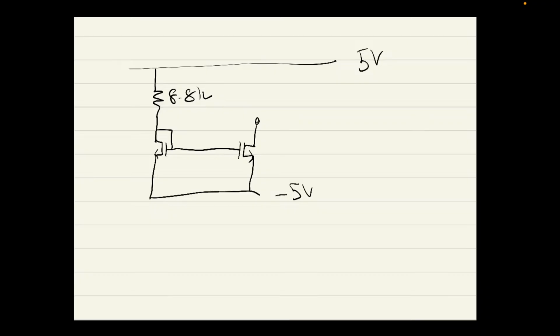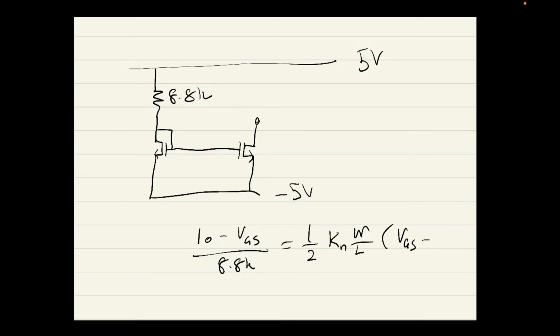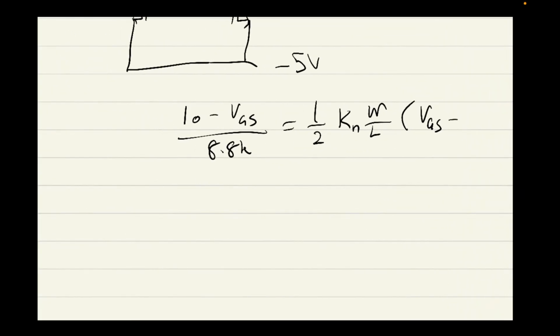Okay, so a quick little KVL will get us 10 minus VGS for this MOSFET over here, over 8.8K. Now I'm going to use a current equation: Kn W over L times (VGS minus VT), which is 0.6, squared. I'll move this over here so it's a bit easier to see. I'll just sub this straight in.